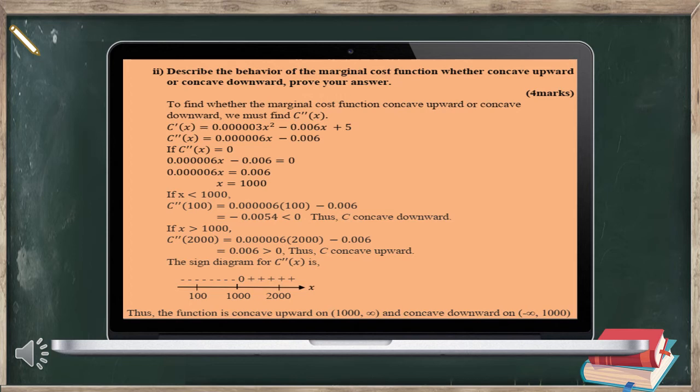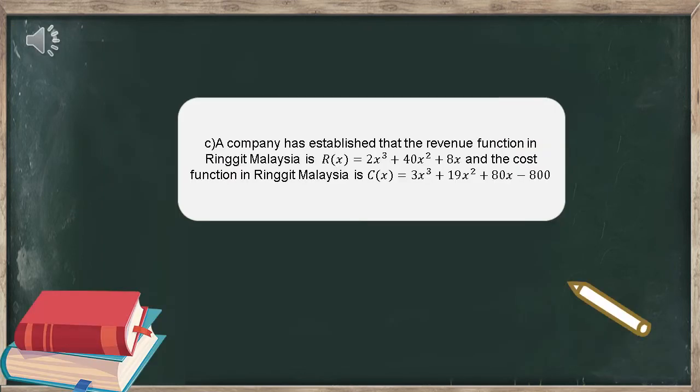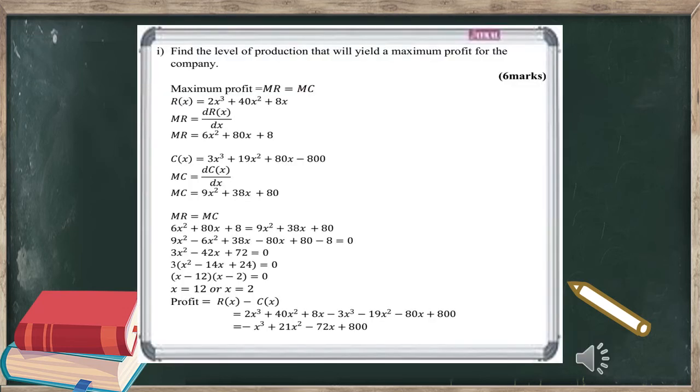Data for question C is: a company has established that the revenue function in Ringgit Malaysia is R equal to 2x power of 3 plus 40x squared plus 8x, and the cost function in Ringgit Malaysia is C equal to 3x power of 3 plus 19x squared plus 80x minus 800. So this question needs us to find the level of production that will yield a maximum profit for the company.